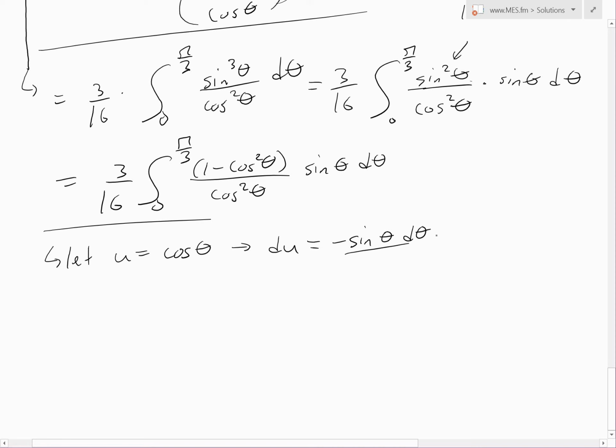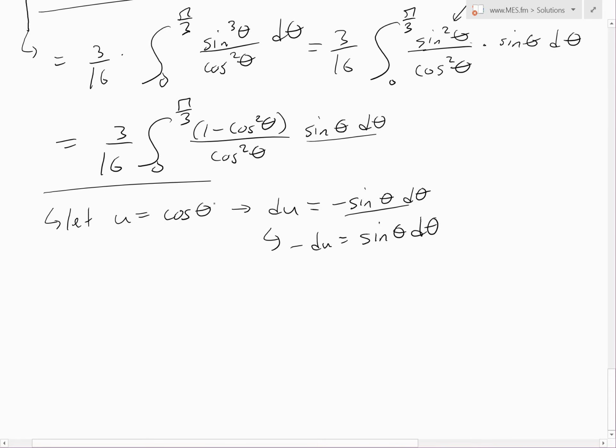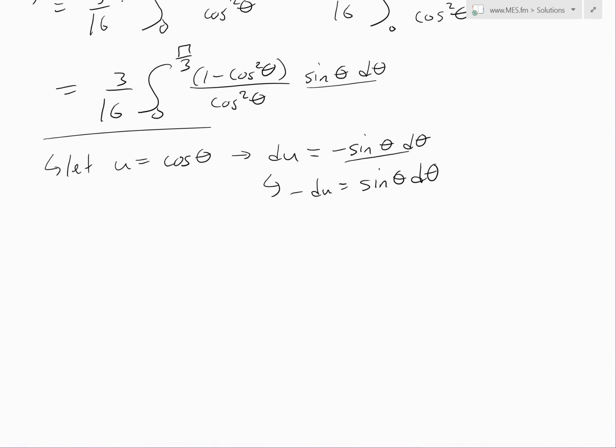So basically we have this du, replacing this right here. In other words, we have negative du is equal to sine theta d theta. So this completely replaces this right here, and now this u replaces this cosine, so we're not dealing with trig anymore.